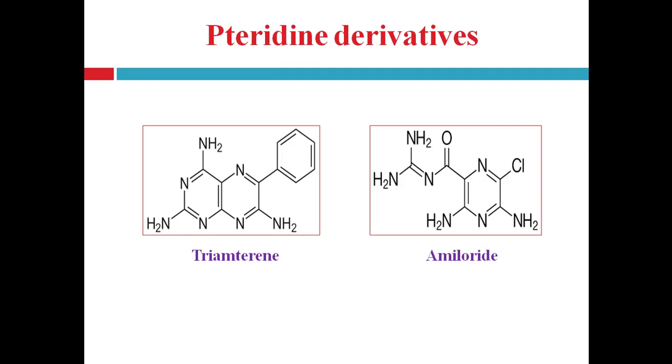Last one is pyridine derivatives. They are also potassium sparing diuretics. Examples are triamterene and amiloride. It contains the pyridine structure. In triamterene, it is the cyclic pyridine ring, right? In amiloride, this pyridine molecule is in open chain form, right? So both contain the pyridine molecule.